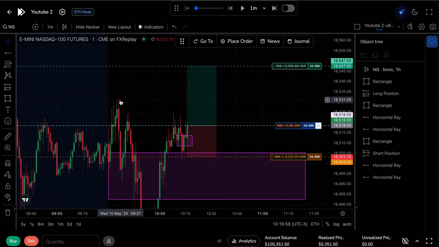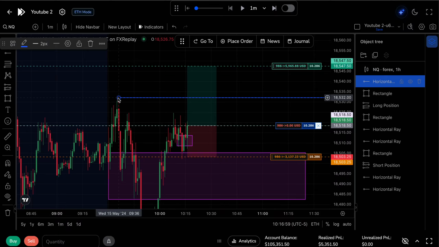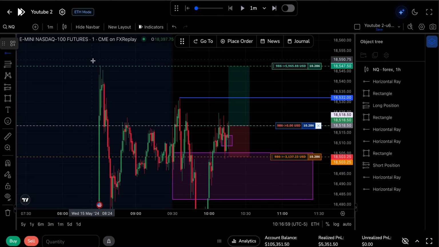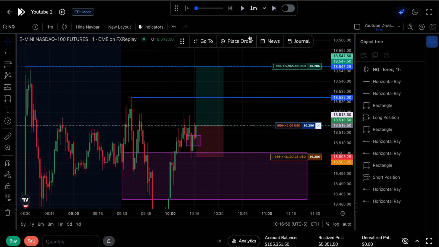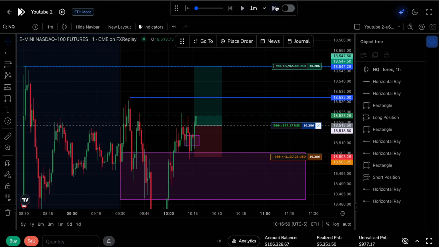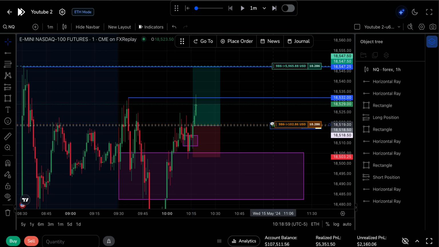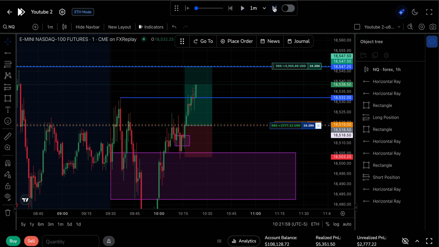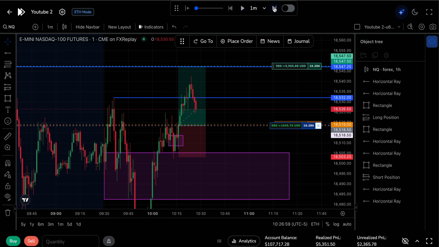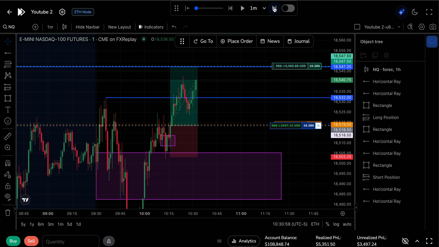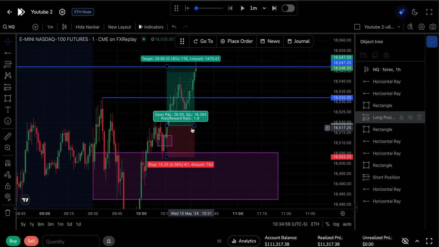I'm gonna go break even at this high. Break even at this high. Take profit at this high. Break even there. Full take profit smashed.